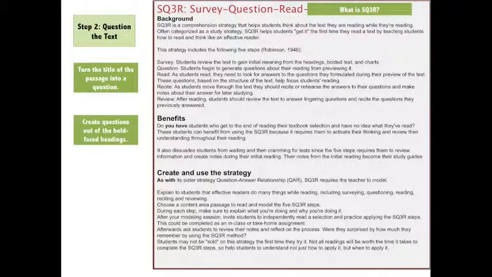And then what we're going to do is create questions out of the boldface headings. So the first one I want to model for you. I found the boldface heading was background. So I'm going to come up here and I put the question, what is the background on SQ3R? Our other two boldface headings are benefits and create and use the strategy.